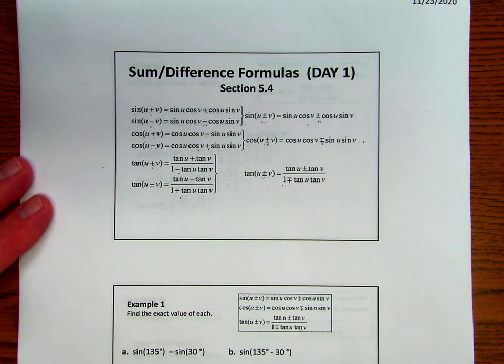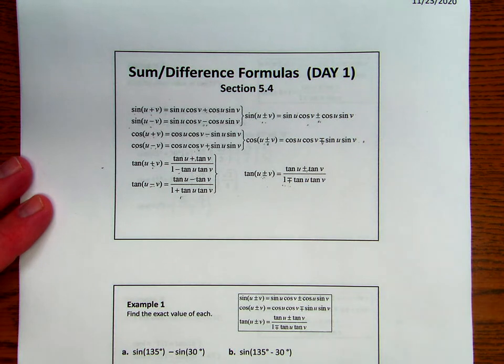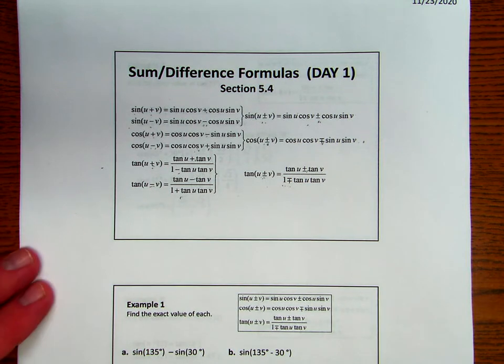Now similarly, as we discussed with other identities and other formulas, u could be a single variable, it could be a number, it could be an algebraic expression. And the same for v. U or v could be any one of those things. All right, now let's actually use these things.